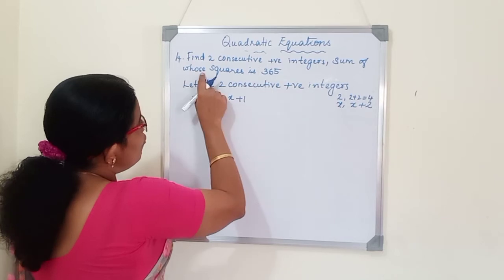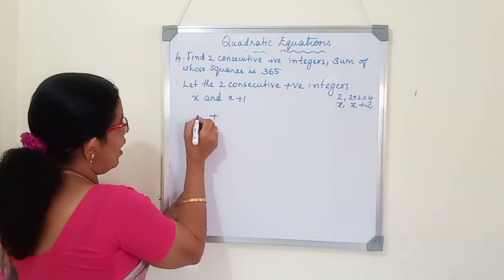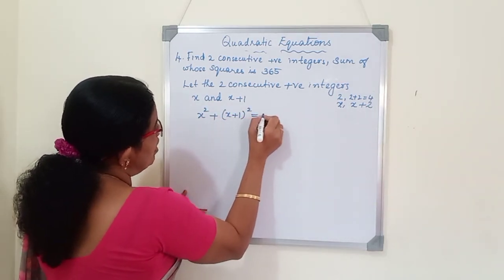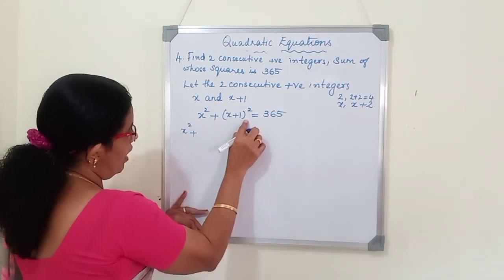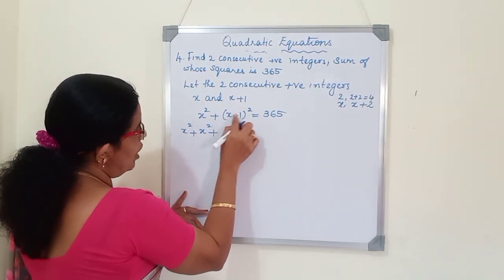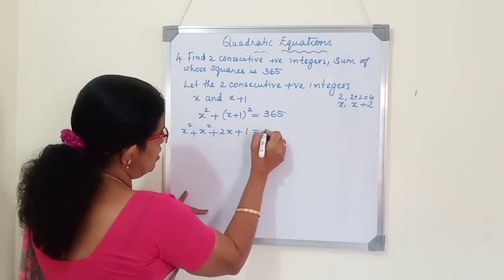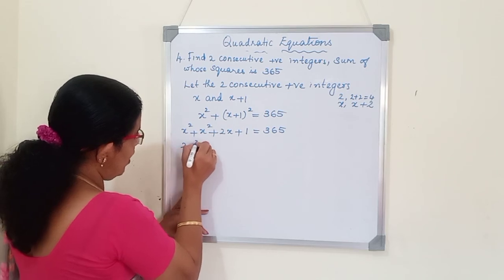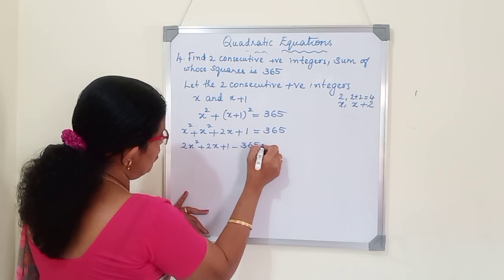And the sum of whose squares is 365. So for squares we have to write x square plus x plus 1 the whole square is 365. Here we will apply (a plus b) the whole square: a square plus 2 into a into b, 2 into x into 1, 2x, plus b square, 1 square is 1, is equal to 365. x square plus x square, 2x square plus 2x plus 1 minus 365 is equal to 0.